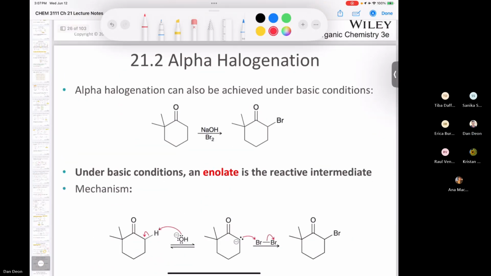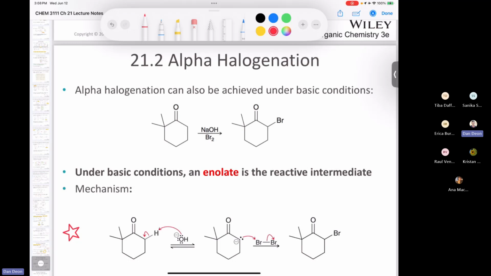So what about this alpha halogenation? We saw acid catalyzed tautomerization, and we saw that tautomerization can also be base catalyzed. So why not? Could I do an alpha halogenation under basic conditions? The answer is yes. And the mechanism is actually, I don't like to use the word simple in organic chemistry, but I'd say this is one of the most straightforward mechanisms that you see in the entire class.